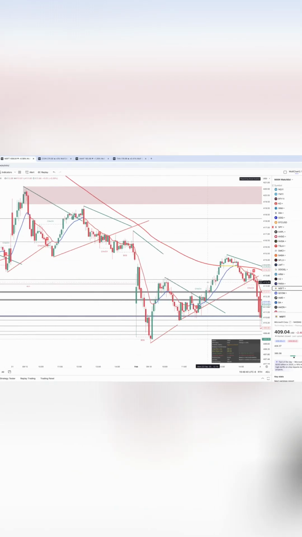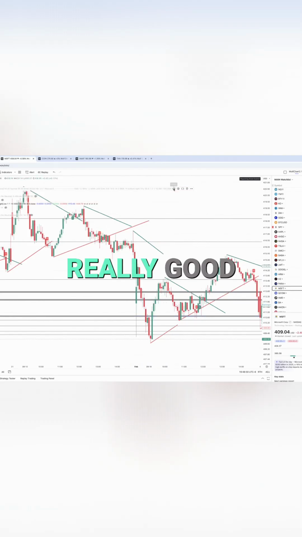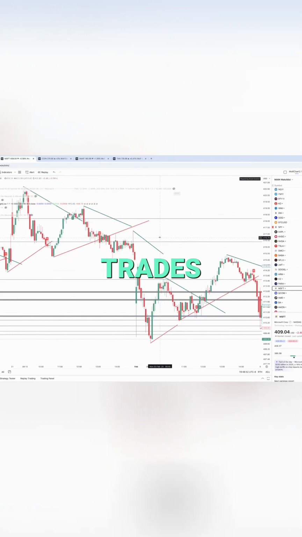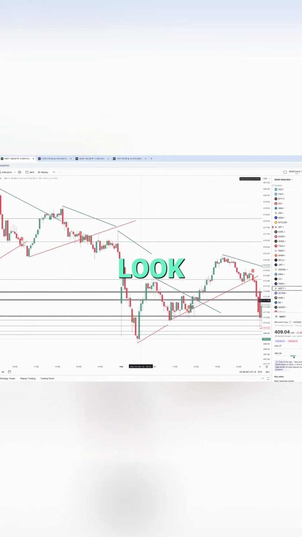Okay. The other thing that I want you all to look at is very important for when you can start getting really good at your trades. So I'm taking off some of the moving averages in the buy zones and just get a look at the chart.